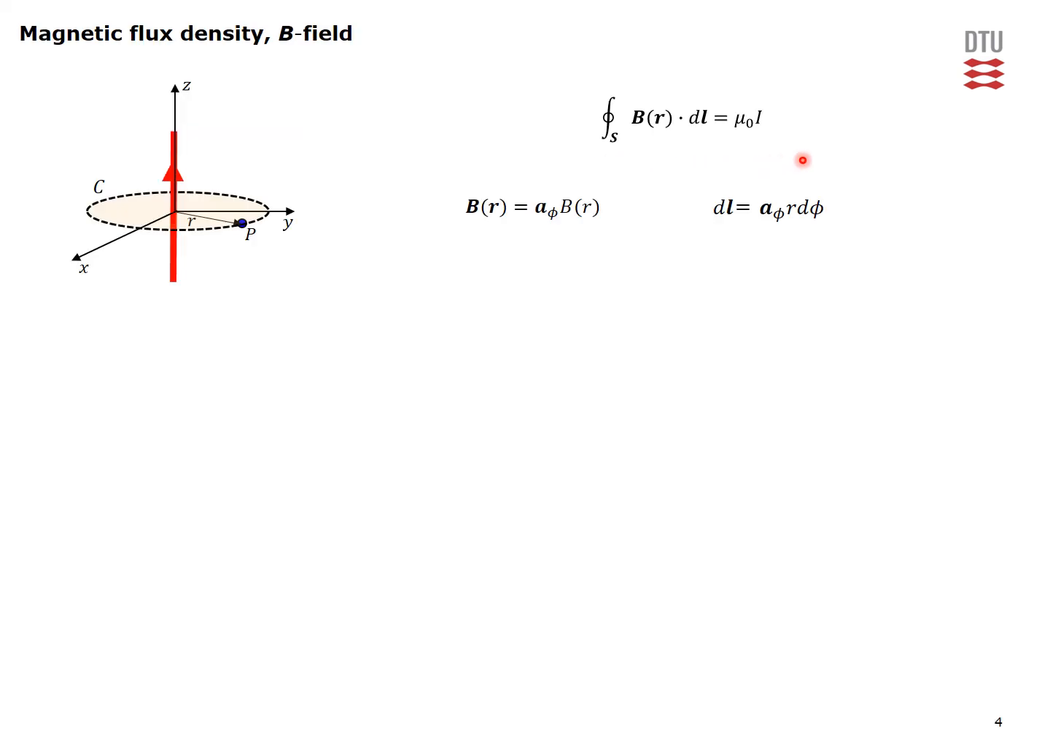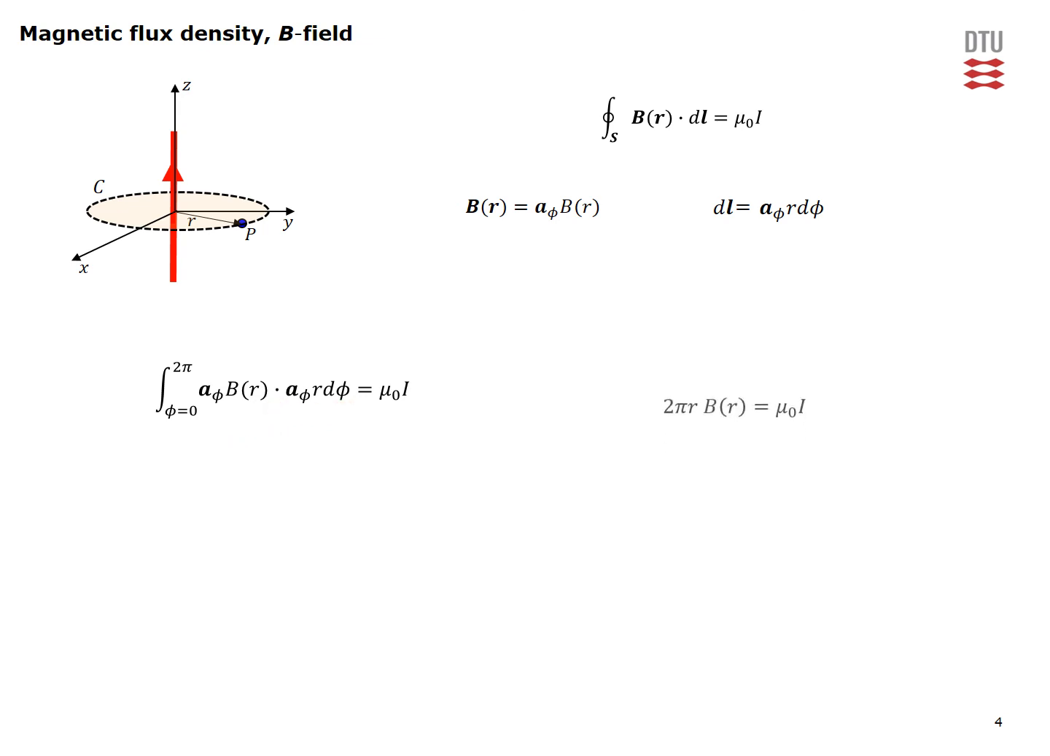This is Ampere's law. This is the general form of the B field for this particular configuration, and this is our dl element. Now we plug everything in our expression. So the integral is along this path C, and that's an integral in phi from 0 to 2 pi. This is our B field, and this is our dl element. We have a phi unit vector, which is dotted with a phi unit vector. This is unity. This field is only dependent on r, so it's a constant in our integration in phi, so we can take it outside.